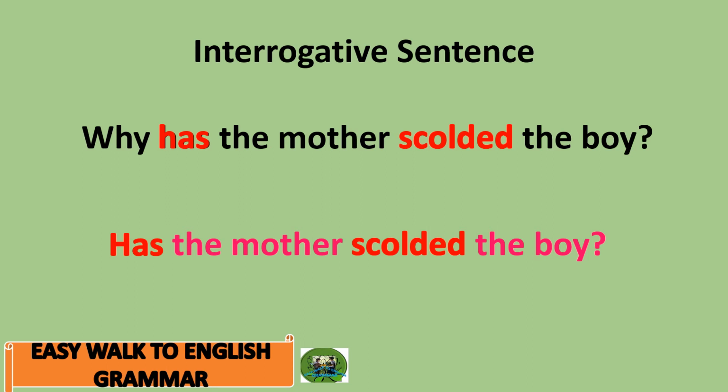In the first question, we are searching for a reason. When we ask a question like this, why has the mother scolded the boy? We are asking for the reason. In the second question, we are expecting a yes or no answer. Has the mother scolded the boy? Yes. We saw the mother scolding the boy, so we can give the answer yes. Has the mother scolded the boy? This is a yes or no question. I think you understood the difference between the first question and the second question.